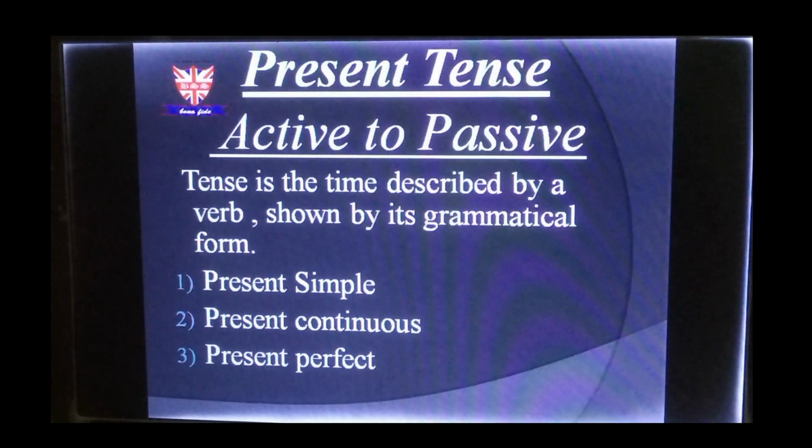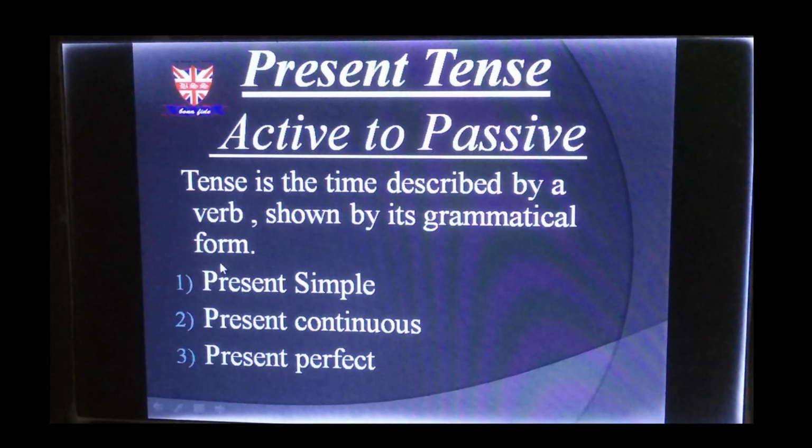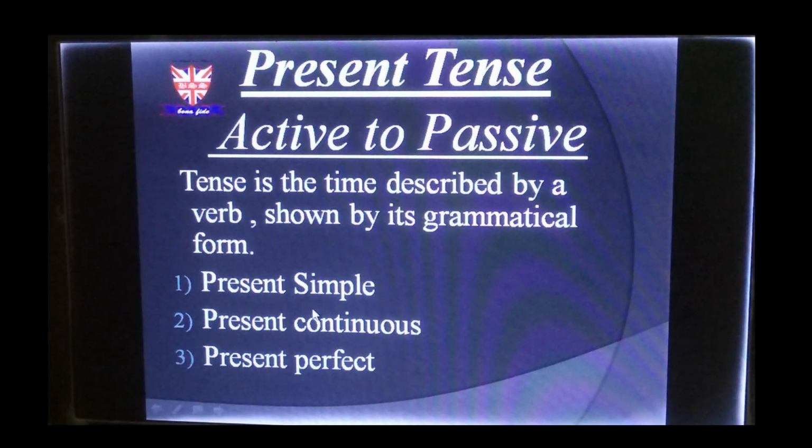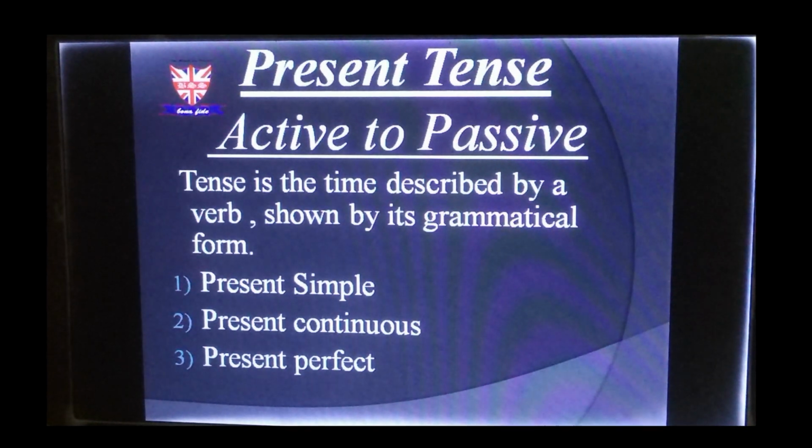You can see on the screen, tense is the time described by a verb, shown by its grammatical form. So easily we can say that if we want to talk about tense, of course we have to focus on the verb of the sentence. And you can see on the screen I have written 3 kinds of present tense. We will need them when we convert active to passive form: present simple, present continuous, and present perfect.